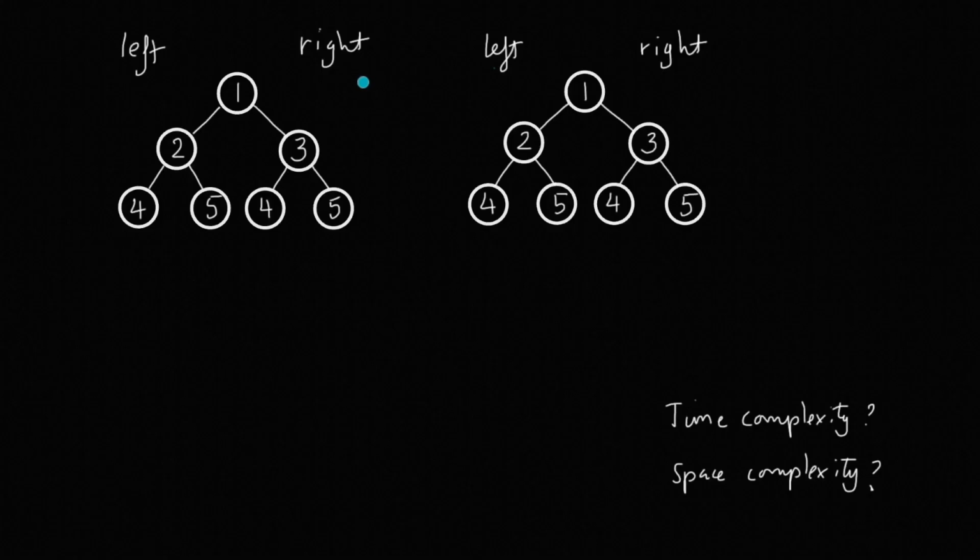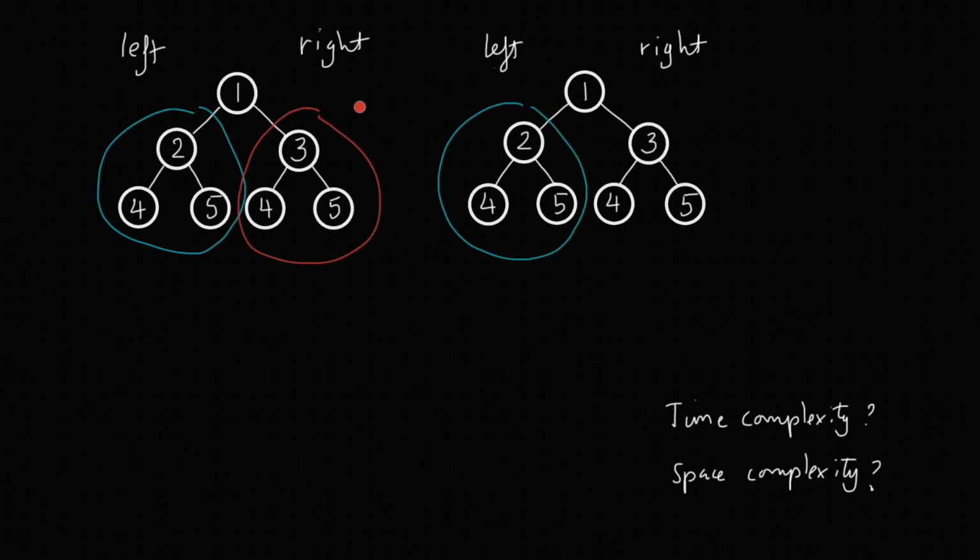Let's take a look at a bigger tree and walk through the algorithm. If the values of the two roots are the same, the problem becomes comparing the subtree of each tree. So the subtree on the left of this tree is compared to the left subtree of this tree. The right subtree of this tree is compared to the right subtree of this tree.